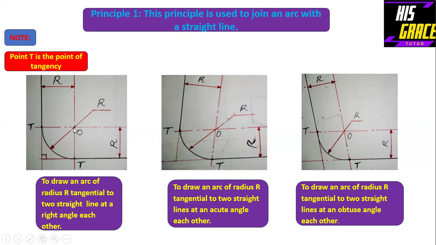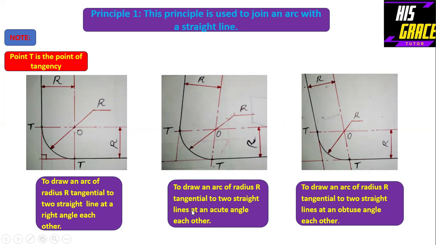So what you just need to do is to put the pinpoint of your compass at this point O here, with 20 millimeters, which is the radius given. So it will touch this point, then you draw this arc that will connect these two lines together, or blend them together. So this is how you can blend them together or connect them together with the use of an arc.